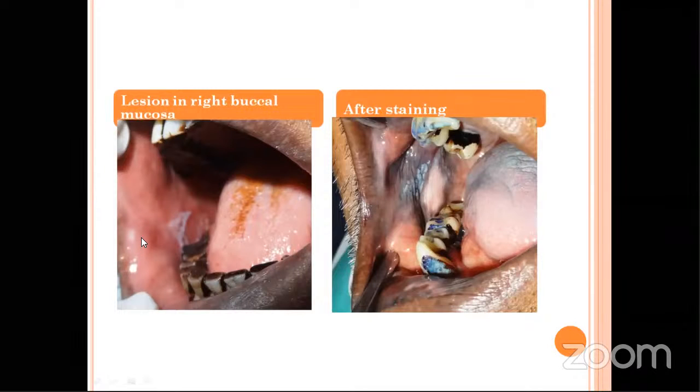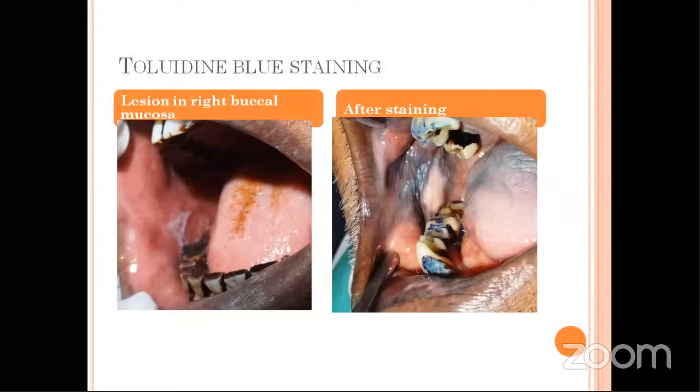It's all image based. That's all. Here there is an investigative procedure, that is toluidine blue staining. Okay, a white mixed lesion where you give toluidine blue staining so that the blue color is taken up by the dysplastic tissues and it is taken for biopsy.